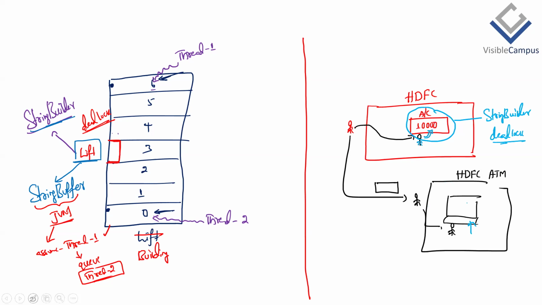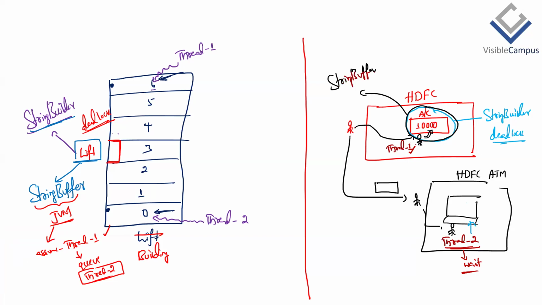No. So what has to happen when a similar situation comes? Assume this bank object is made up of a string buffer. Thread 1 is trying to access and thread 2 is also trying to access at the same time. Then what will the JVM do? The JVM will prioritize only one. Assume thread 1. Thread 1 will get the permission, and thread 2 has to wait in the queue.